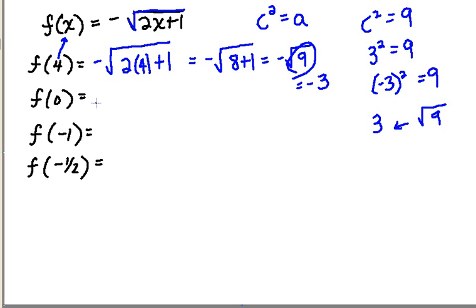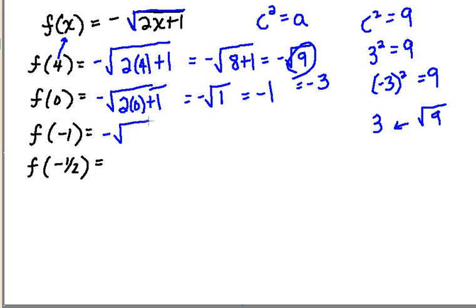Similarly, I can plug in 0. I get minus the square root of 2 times 0 plus 1. I know that 0 times anything is 0, so this is just going to be equal to minus the square root of 1. The square root of 1 is just 1, but I have this negative out front, so this is going to be negative 1. I can look at f of negative 1. This is going to be minus the square root of 2 times negative 1 plus 1.